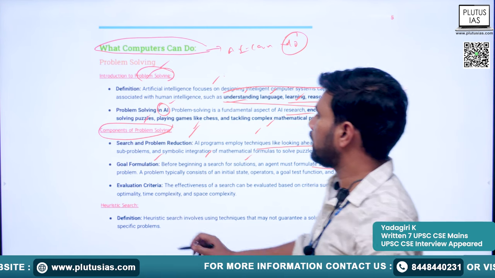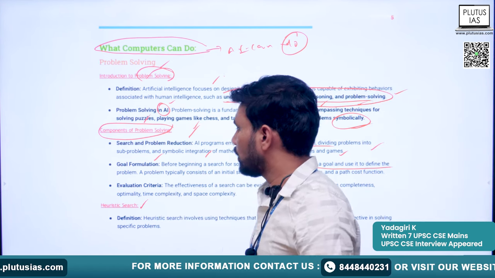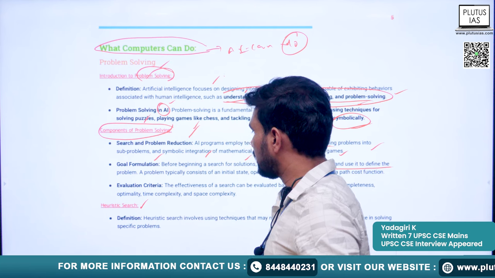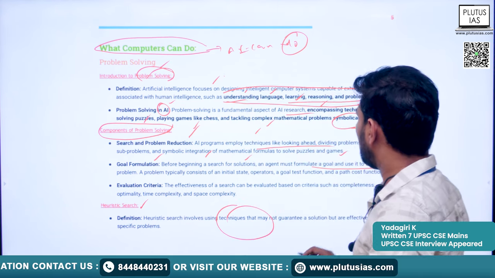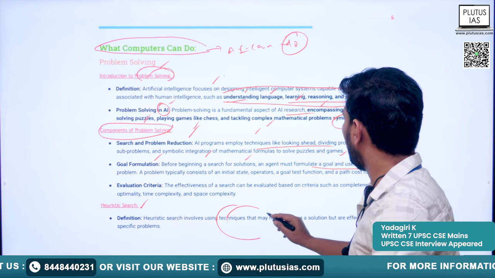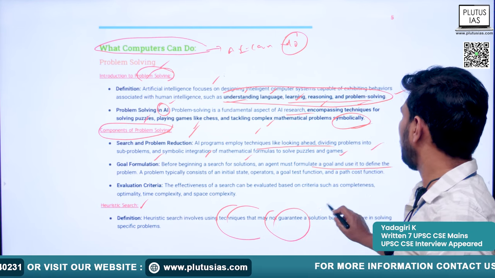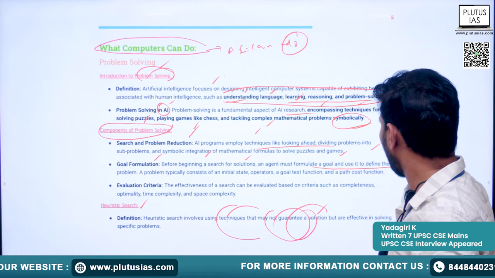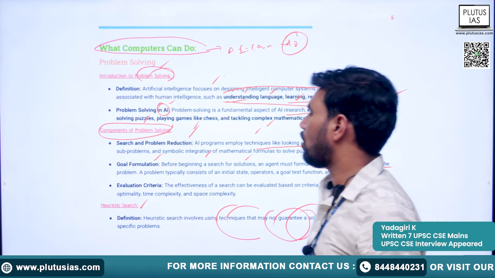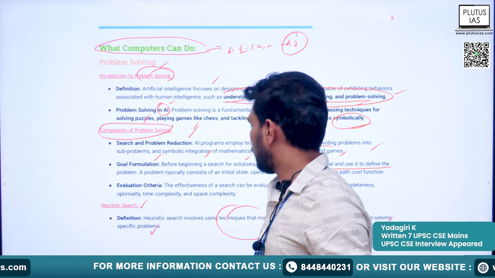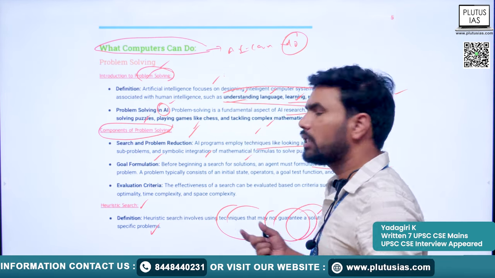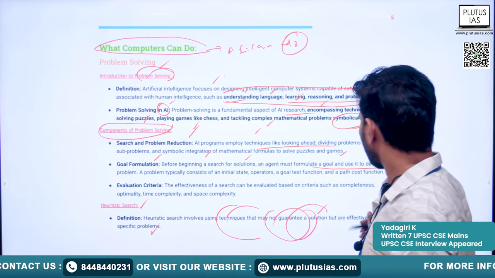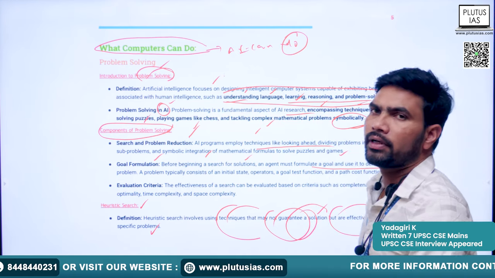Right. Similarly, there is heuristic search. So what is meant by heuristic search? So heuristic search involves using techniques that may not guarantee a solution, but are effective in solving specific problems. Right. So they may not give a specific solution, but they help in solving a problem effectively.